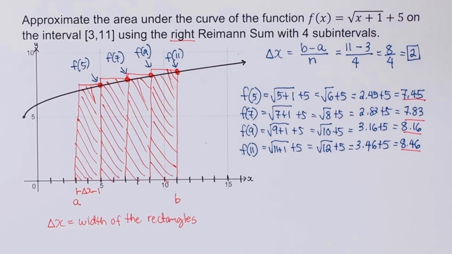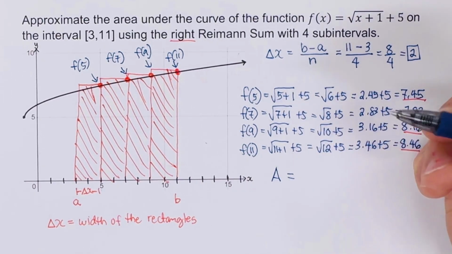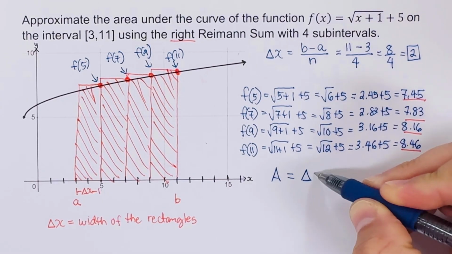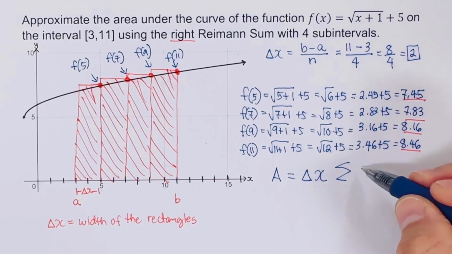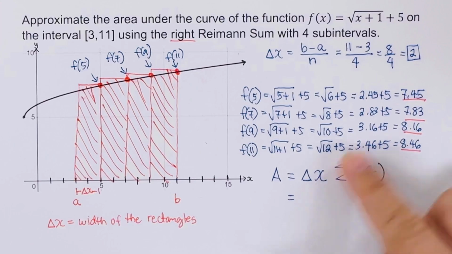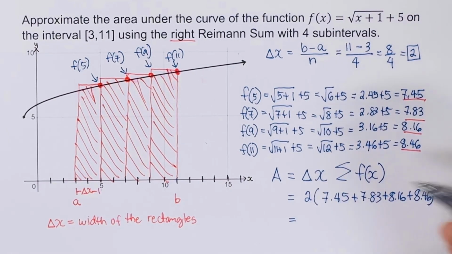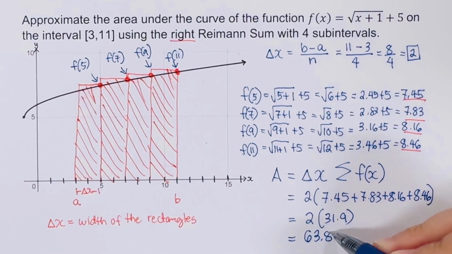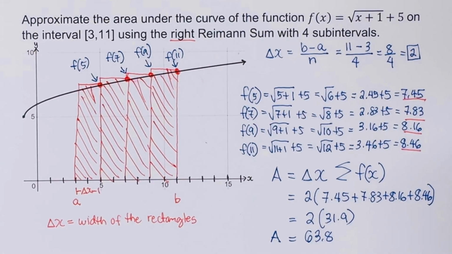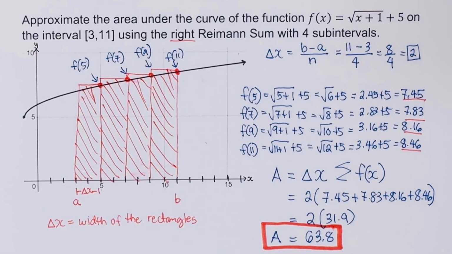Now we're ready to approximate the area under this curve from A to B. The formula for the right Riemann sum is that the area, again, is length times width. In this case, our width is represented as delta x, and our height is represented by all of these values up here, so that would be the summation of f of x. So in this case, our delta x is 2 times the summation of all the f of x values. We're just going to go ahead and add all these. So doing the math here, this comes out to 2 times 31.9, and so the area is 63.8. So this is the approximate area for all of these rectangles that we have here. So that is how we approximate the area under a given function on a given interval using the right Riemann sum.